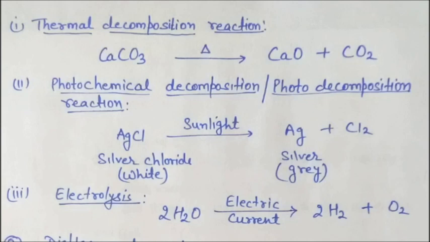Second is photochemical decomposition or photo decomposition reaction. What you have to do, there is an example. You can take a pinch of silver chloride in a watch glass, keep it in the sunlight for some time. You will see that white silver chloride powder turns grey. Why? This is because in the presence of sunlight, this salt decomposes to form silver metal.